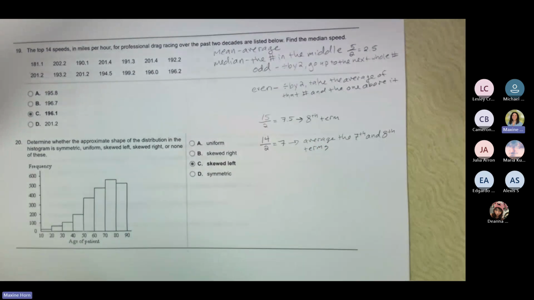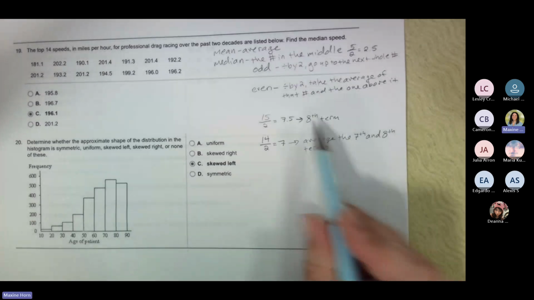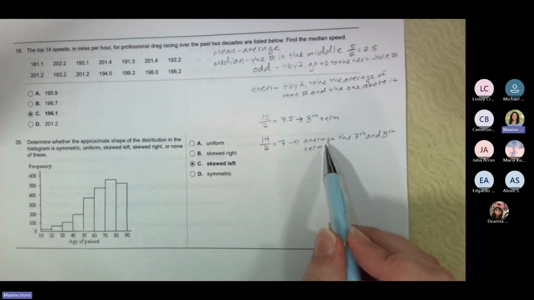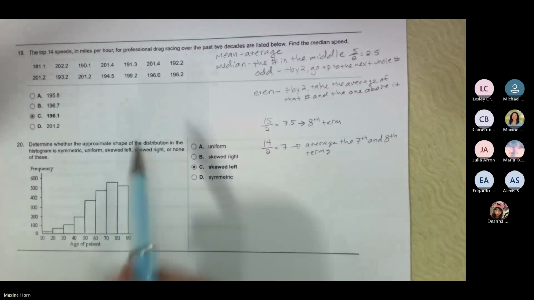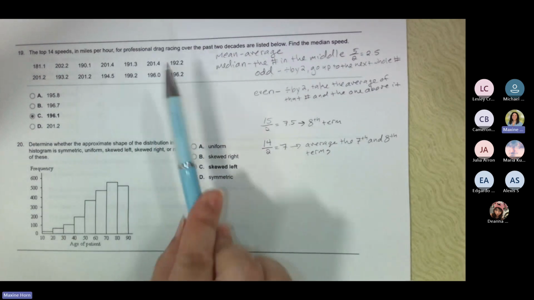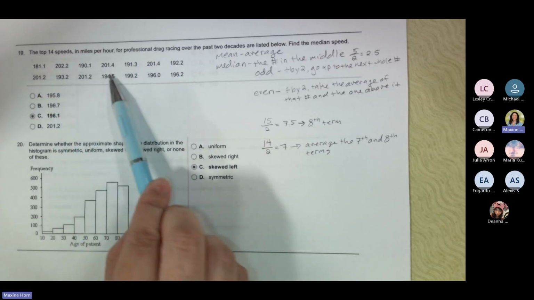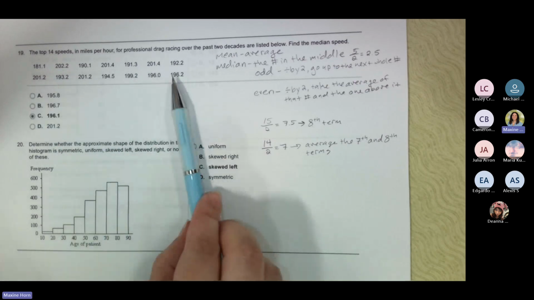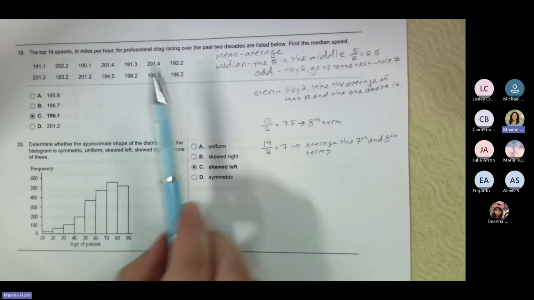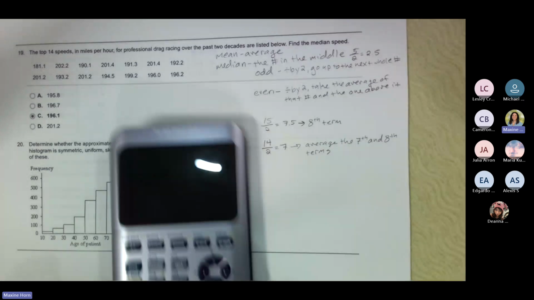Right, that's how we're going to do that. So once we know which term we have to use, we need to make sure that they're actually in order. There's a few ways to do that. You could certainly just rewrite it, depending on how many numbers you have. We have 14 terms here. We could rewrite them, or we could let the calculator do it.